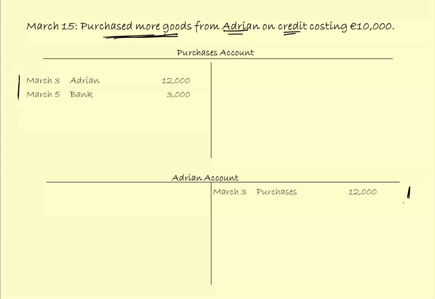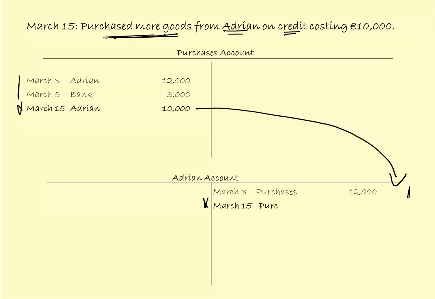Now we're going to have the same thing again. Basically, we're going to copy what we did in March the 3rd, except this time it's going to be March the 15th. I'm going to write in Adrian, 10,000. And then, of course, down here, I'm going to write in, just underneath the previous transaction, March the 15th, purchases 10,000.